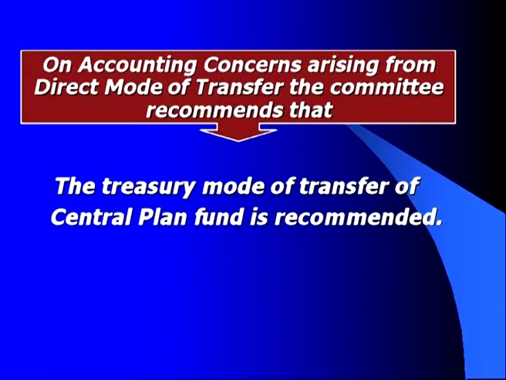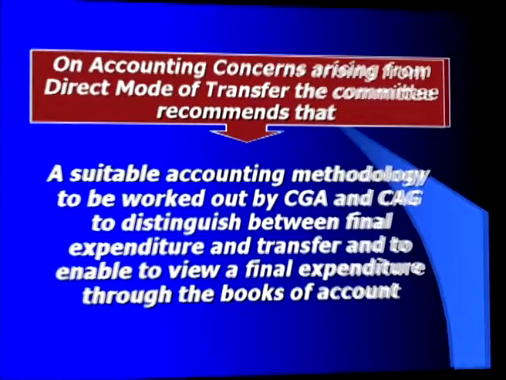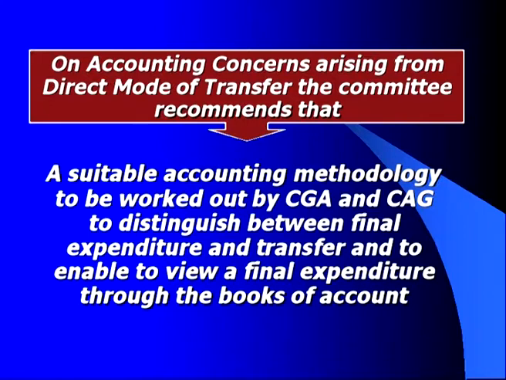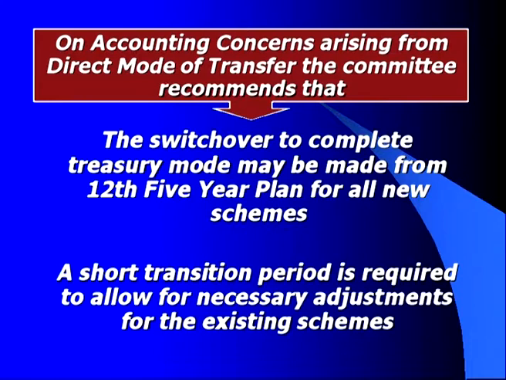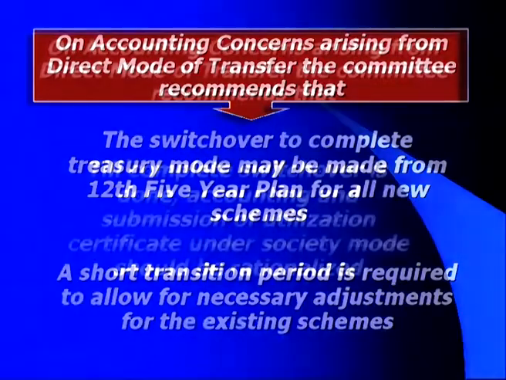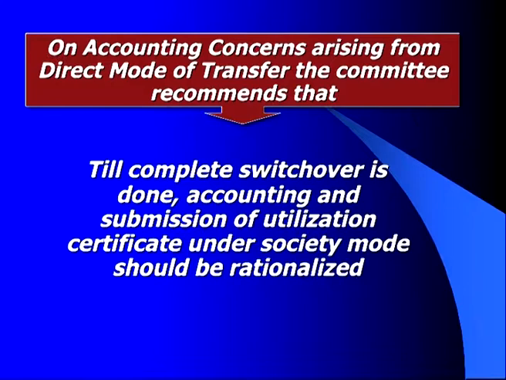On accounting concerns arising from direct mode of transfer, the committee recommends that the treasury mode of transfer of central plan funds is recommended. A suitable accounting methodology is to be worked out by CGA and CAG to distinguish between final expenditure and transfer, and to enable viewing final expenditure through the books of account. The switchover to complete treasury mode may be made from the 12th 5-year plan for all new schemes. A short transition period is required to allow for necessary adjustments for the existing schemes. Till complete switchover is done, accounting and submission of utilization certificates under the society mode should be rationalized.